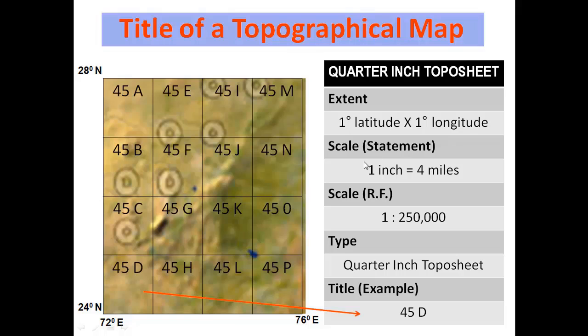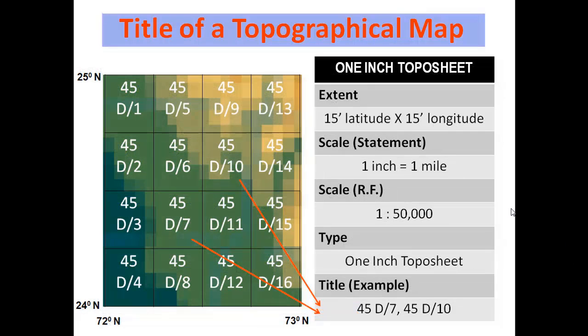It's called the quarter inch topo sheet. 1 inch on the map represents 4 miles, one-fourth of the previous scale. The RF scale is 1 to 2,50,000, the type is quarter inch topo sheet and the title is 45D. The entire sheet is 45D. Further, 45D can be bifurcated. It's called the 1 inch topo sheet, 45D1 to 45D16.